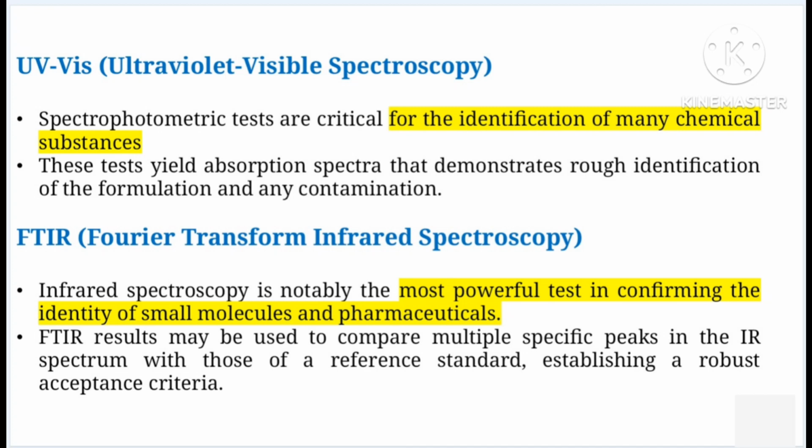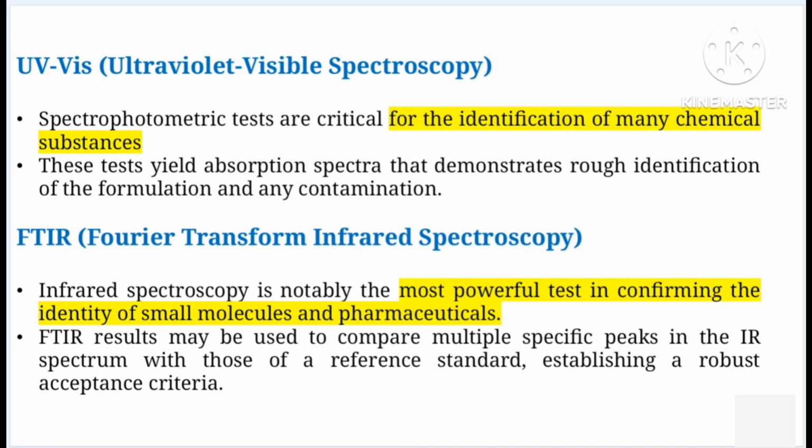UV visible, ultraviolet visible spectroscopy. Spectrophotometric tests are critical for the identification of many chemical substances. These tests yield absorption spectra that demonstrate rough identification of the formulation and any contamination.